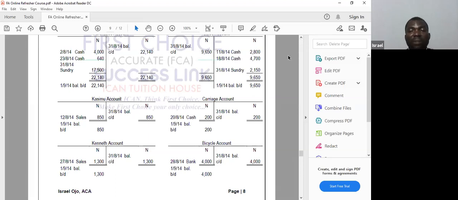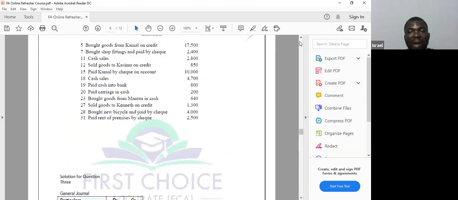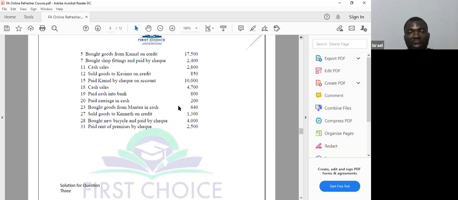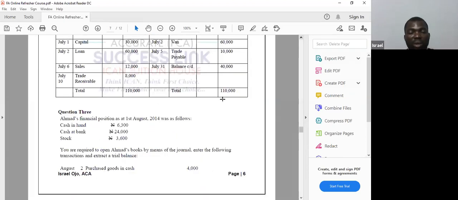Now, after that being said, we go back to the question and start picking them one after the other. So the first one that we have is August 5th, bought goods from Carmen on credit. Is that the first transaction? Let's see. Oh, that's not the first transaction. August 2nd, purchased goods in cash. What are the goods that they purchased? They purchased goods worth 4,000 naira.